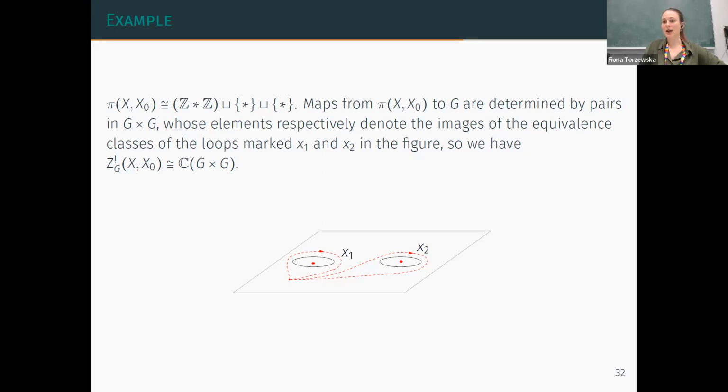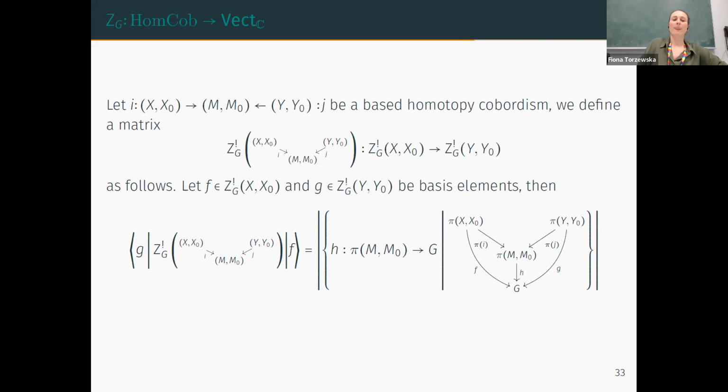So then what we'd like to do is assign a matrix or a linear map to our based cospans. So let us consider one of these based cospans from xx0 to yy0. Now, the vector spaces we've assigned to xx0 and yy0 are inherently basis dependent. So we can really think of our linear map that we're going to assign to this based homotopy cobordism as just a matrix where the matrix is indexed by the bases corresponding to the vector spaces ZGXX0 and ZGYY0.